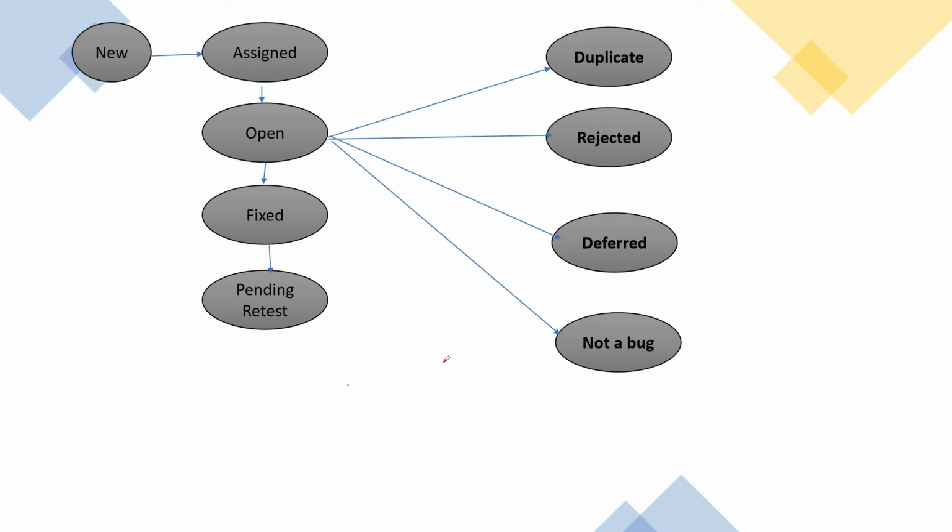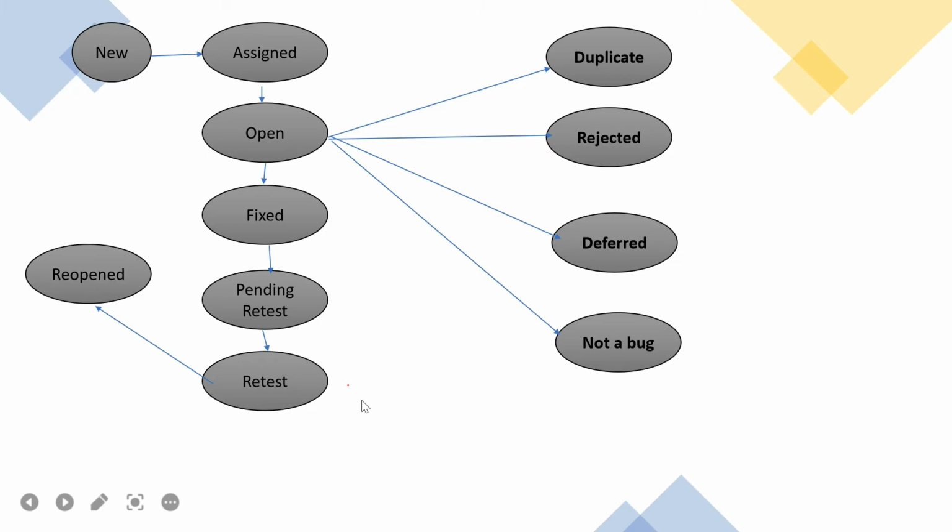So from that, test engineers will start picking. Okay, what happened? Test engineers will pick it, and the test engineer will mark it as retest. After that, if the test engineer feels no, this is not fixed, he will reopen it and assign it back to the development team. And again, the development manager will pick it and the whole process will go back again.